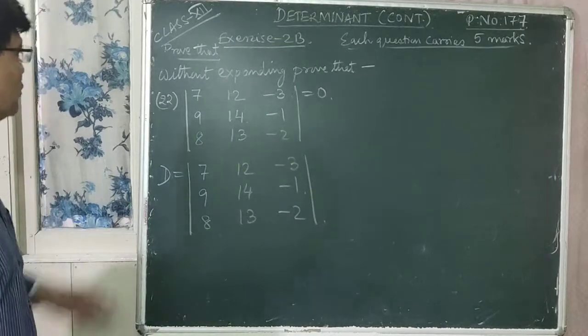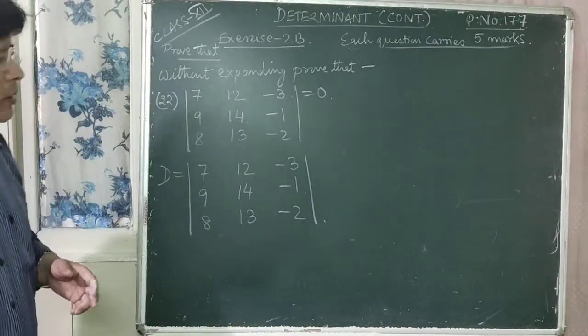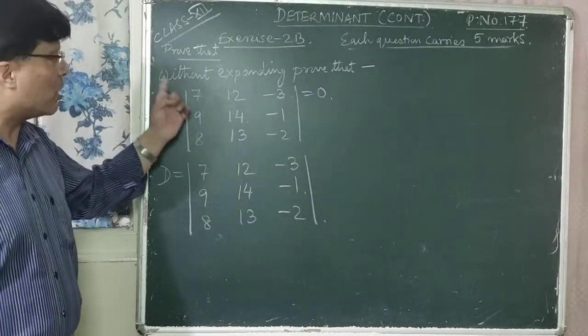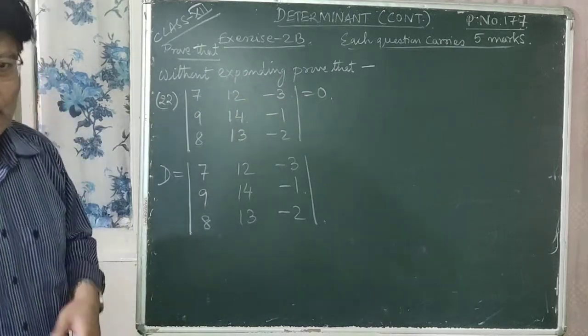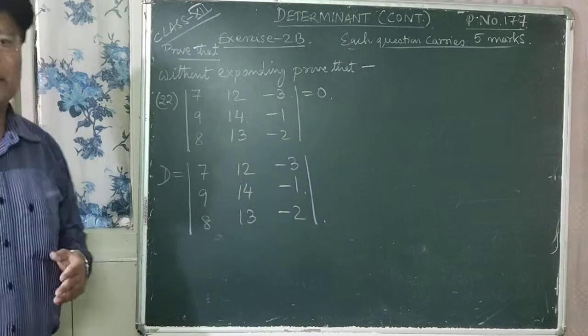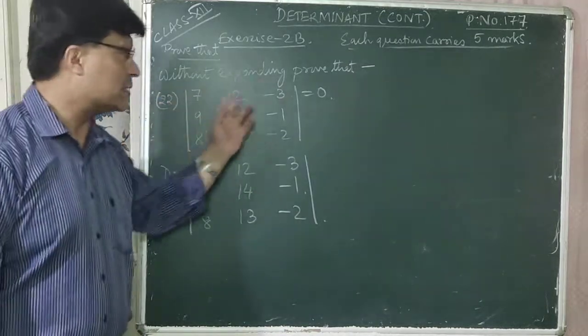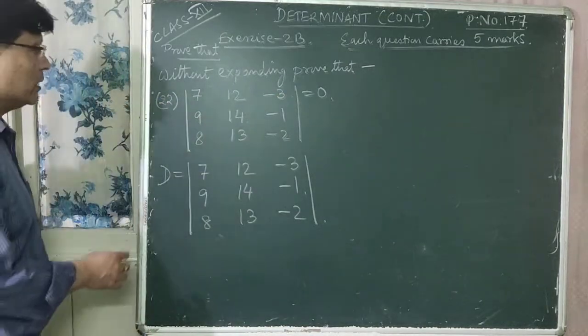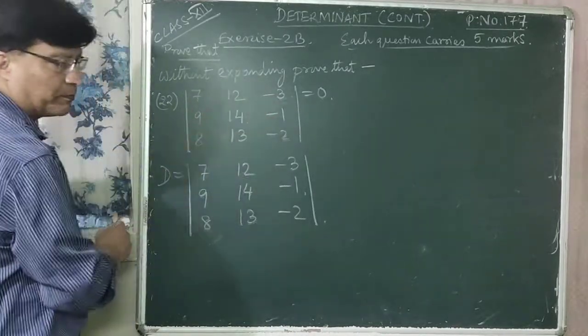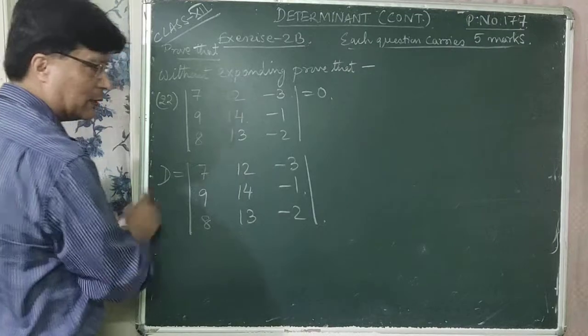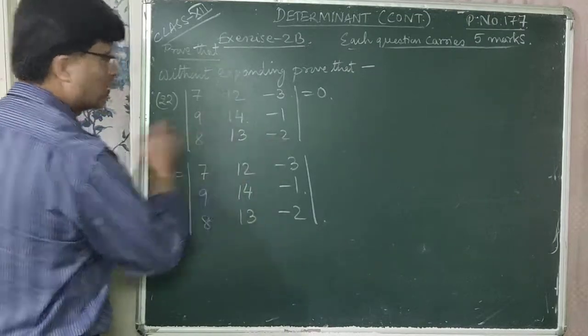Now we'll do the next question. Now we will do question number 22. Question number 22 is, without expanding, prove that. You cannot expand here. Okay? That means you have to use the properties of determinant here, then you can prove this left hand side is equal to 0, right? So here in the first row it is given that 7, 12, minus 3, 9, 14, minus 1, and in the third row 8, 13, minus 2.